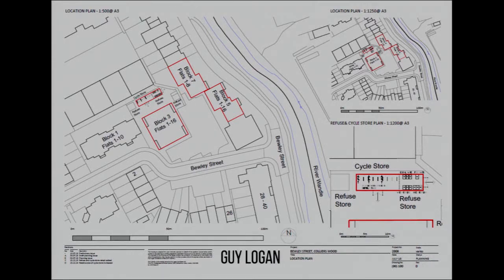Thank you, Chair and members of the committee. I'd like to cover four main areas: the design of the proposal, the amenity of neighbouring residents, and the impacts on waste and storage and car and cycle parking.